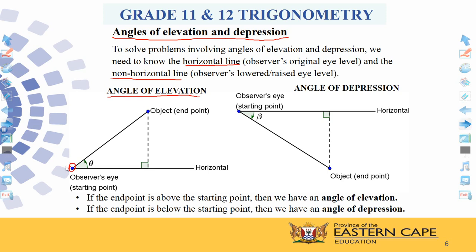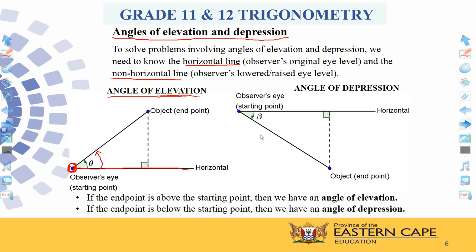We are going to take this as the point where the observer's eye is. The observer's eye is here. And this is the horizontal. If that is the horizontal, then the angle that is above the observer's eye, above the horizontal line there, will be called the angle of elevation. Elevate, that is move up or take it up. So it means it is an angle that will be above the horizontal line, that is the angle of elevation.